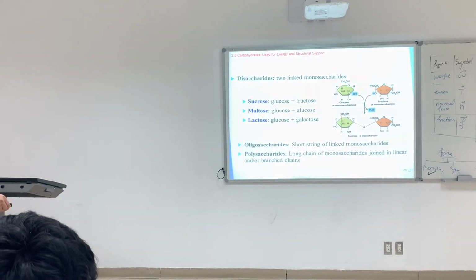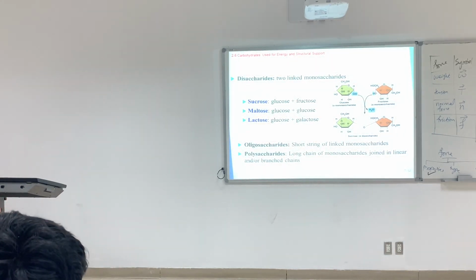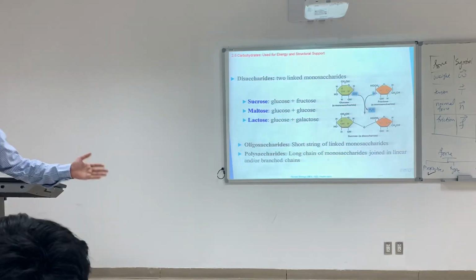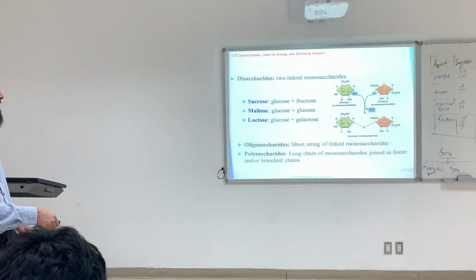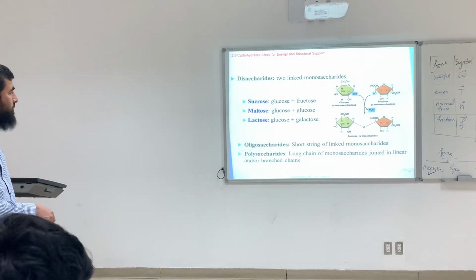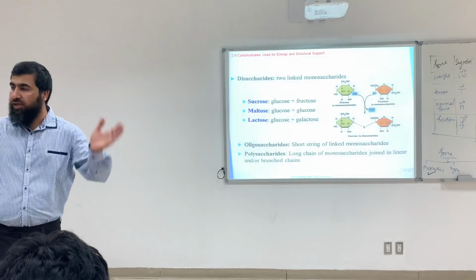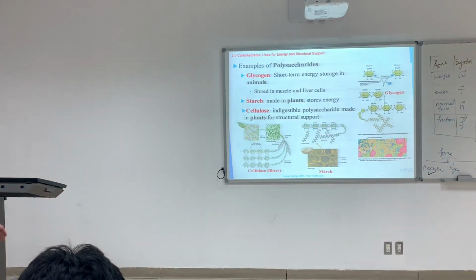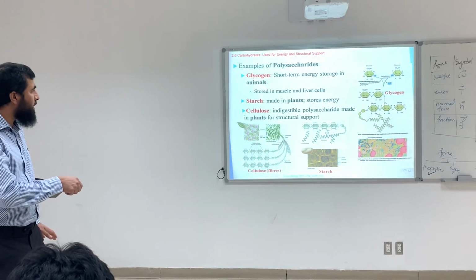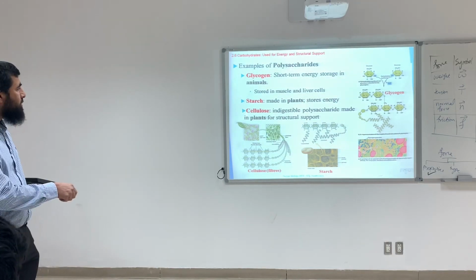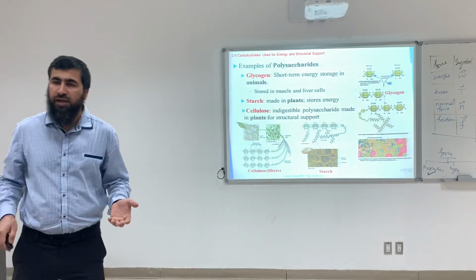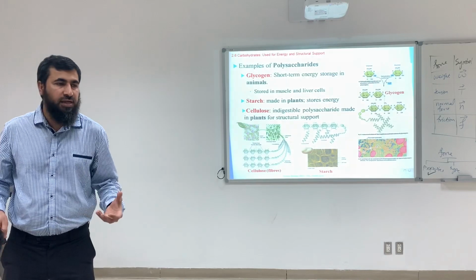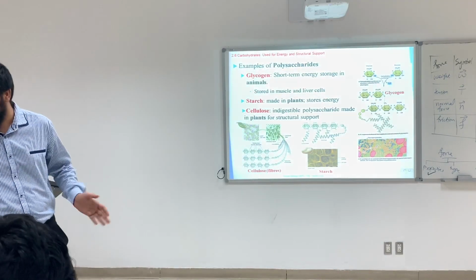And the other thing is that when you have oligosaccharides and polysaccharides, it's more than 2, okay? Oligosaccharides is a short string, polysaccharides long and branched, okay? Examples like glycogen, starch, cellulose. These are for sure short-term energy in humans and in plants, okay? And cellulose is not for energy, it's a structural polysaccharide in plants, in the cell wall.